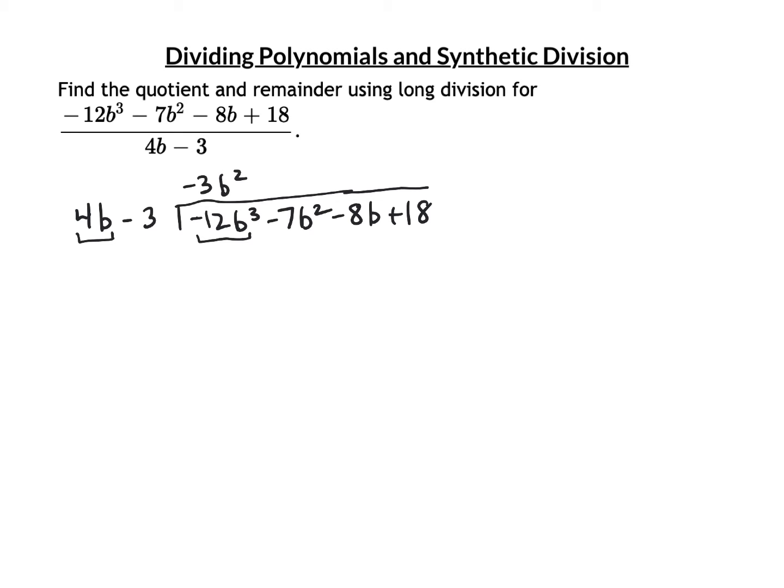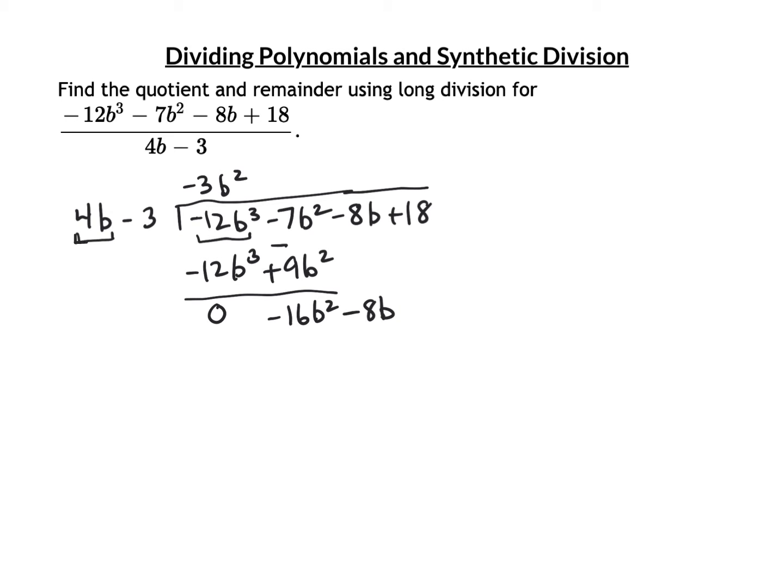Now I multiply negative 3b squared times 4b and negative 3. I distribute. Negative 3b squared times 4b is negative 12b cubed. Negative 3b squared times negative 3 is positive 9b squared. Now I subtract negative 7. Notice this makes 0 here, first of all. Negative 7b squared minus 9b squared is negative 16b squared. And I'll bring down the negative 8b.